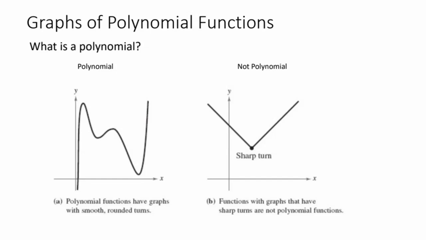But if we look at the second one, there is no break on this one, but there is a sharp turn, right? It goes from down to up, like abruptly, right? So this one, because it's a sharp turn, is not a polynomial.